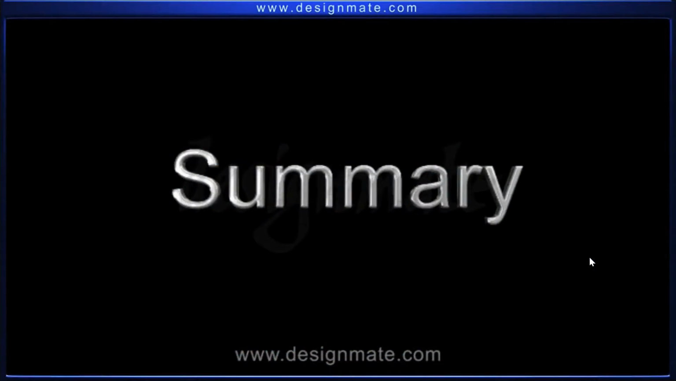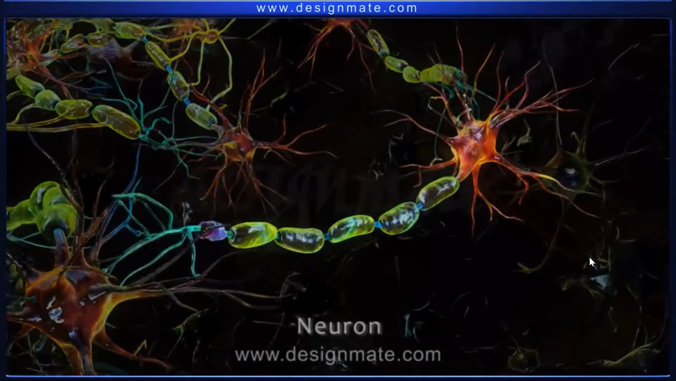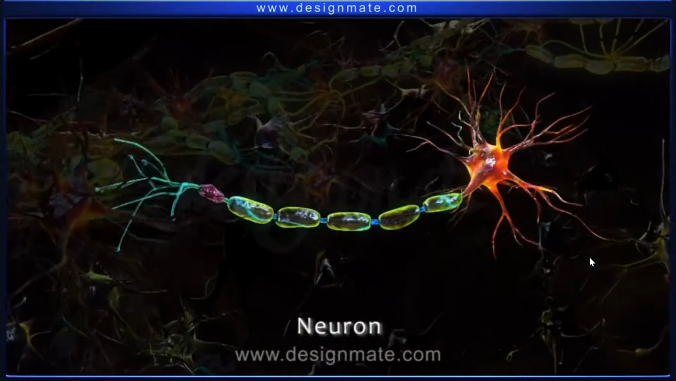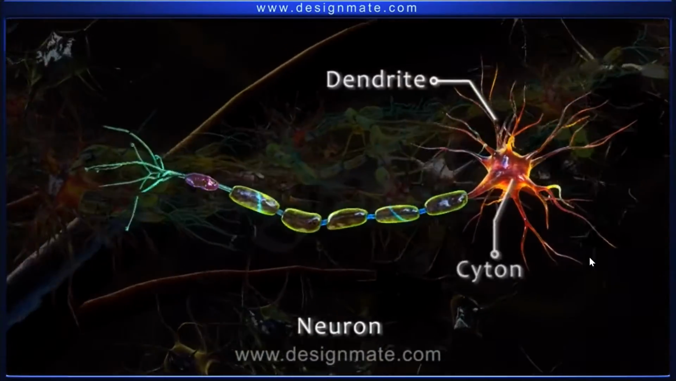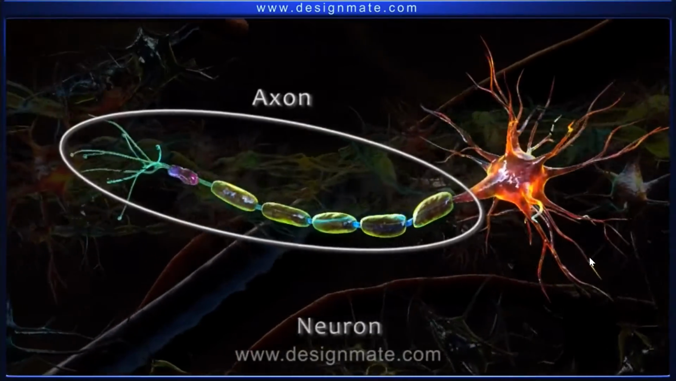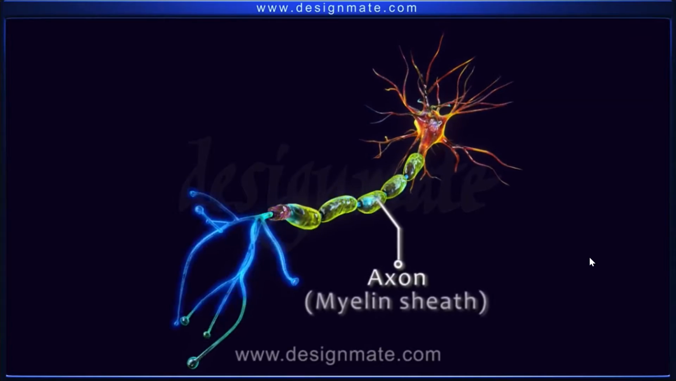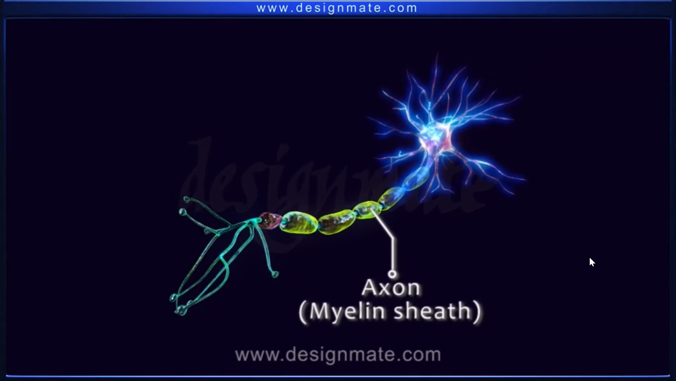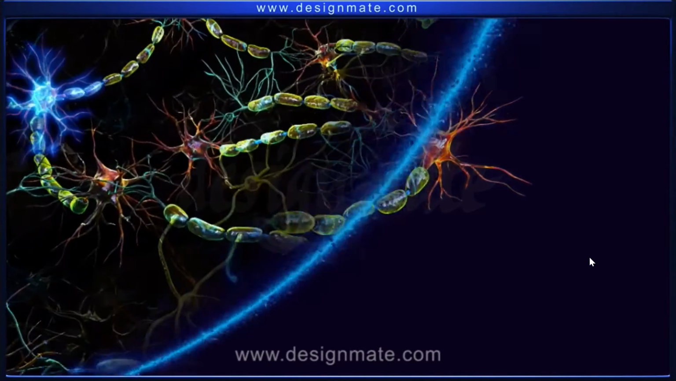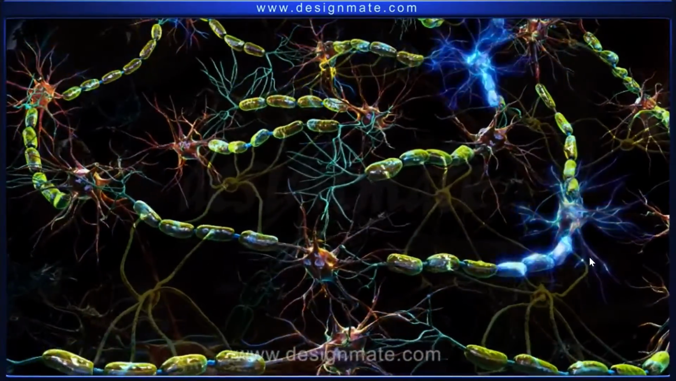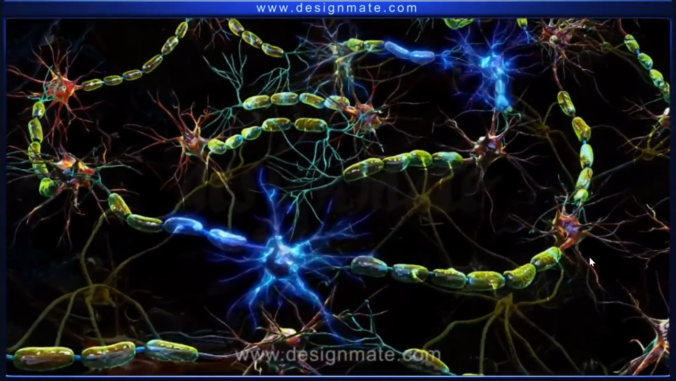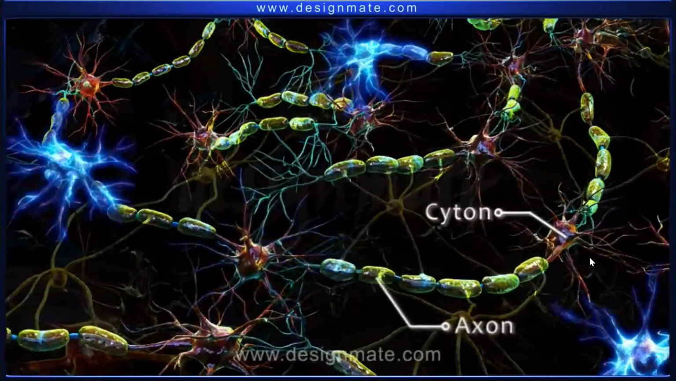A summary will help us remember that a neuron has three main parts, namely the dendrites, cyton, and axon. The axon shows a covering known as the myelin sheath, which helps in impulse transmission. The impulse travels through the neuron in one direction only, that is from cyton to the axon.